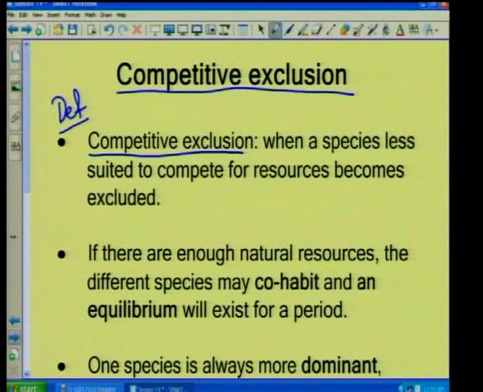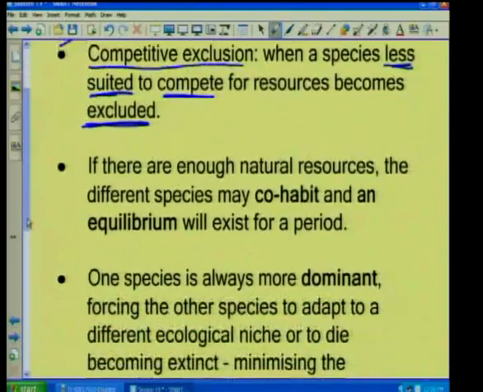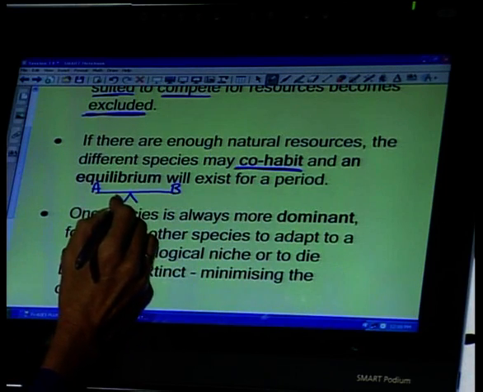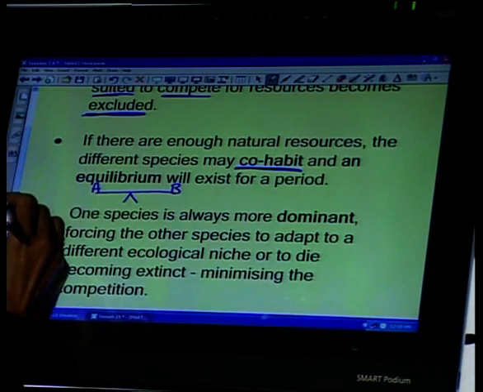We have competitive exclusion. It's when a species less suited to compete for resources becomes excluded. In other words, that species isn't equipped to compete properly, and therefore it will become excluded. So it will be pushed out of that environment. If there are enough natural resources, the different species may cohabit. It means that they live together in an area, and an equilibrium will exist for a period. So in other words, there's going to be a balance. We've got species A and we've got species B, and they are quite happy to live there on the natural resources, and they cohabit. Now, the problem comes in.